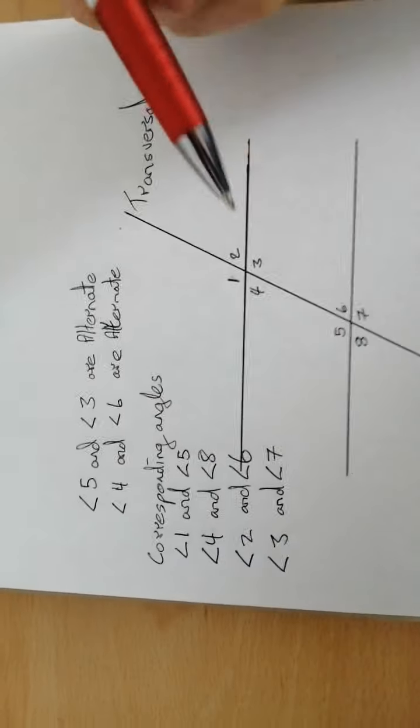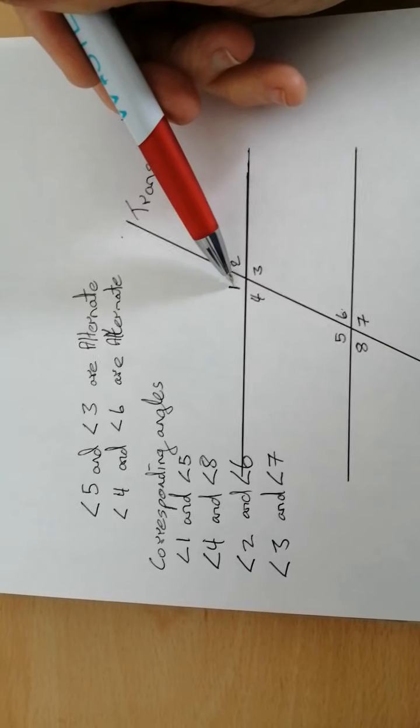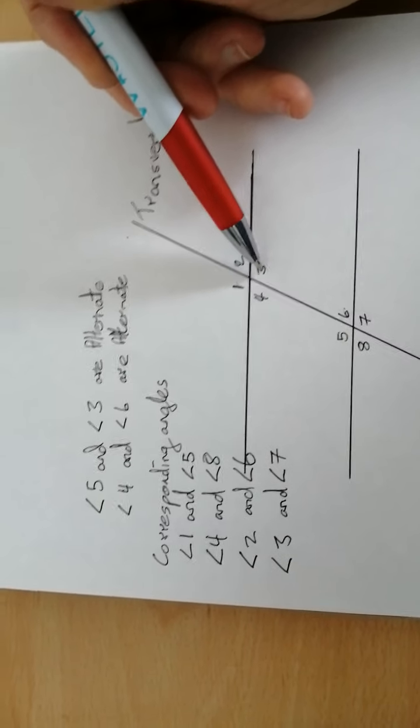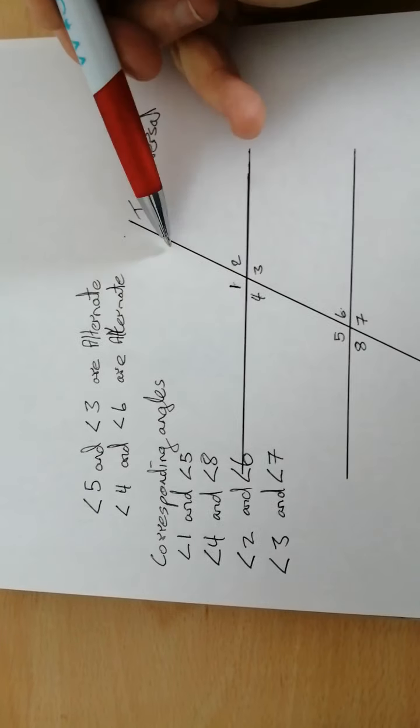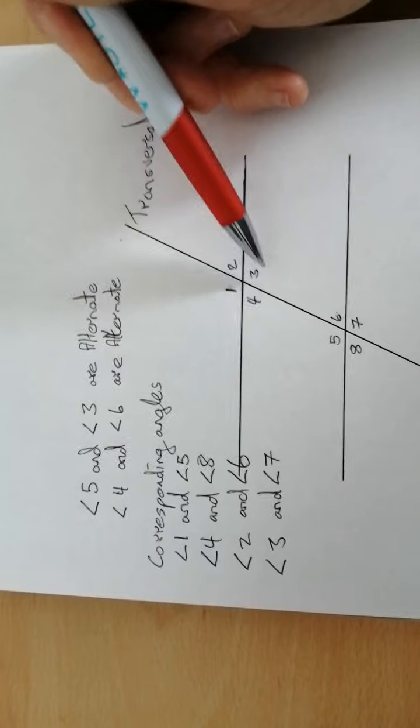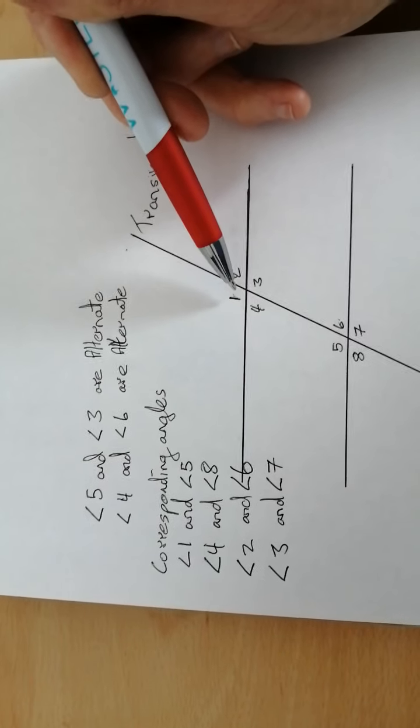So you've already done this with Mr. Mernan, but the vertically opposite angles are 1 and 3. They're opposite each other. They're equal in measure. They're the same size. Look, that's an obtuse angle. We say about 100 degrees. This is an obtuse angle. It must be 100 degrees if that one's 100 degrees.